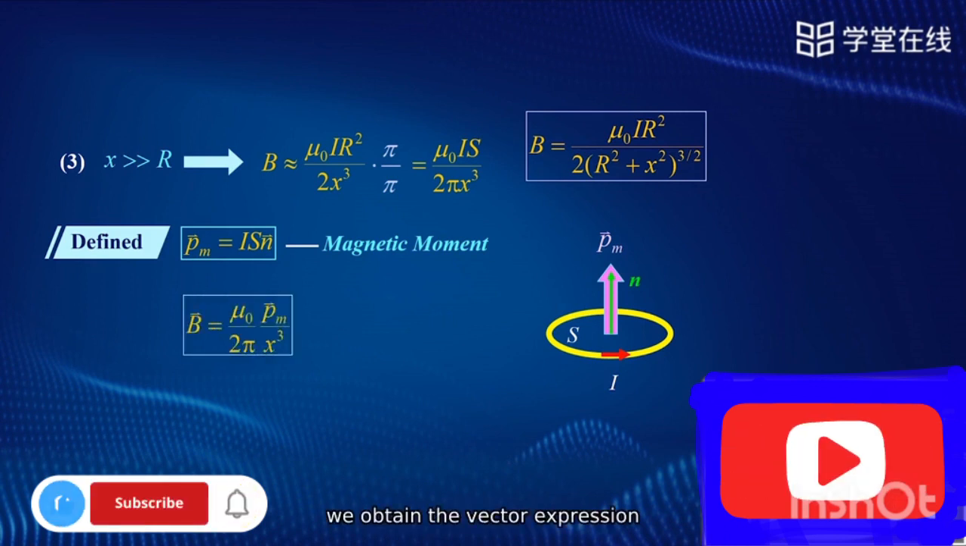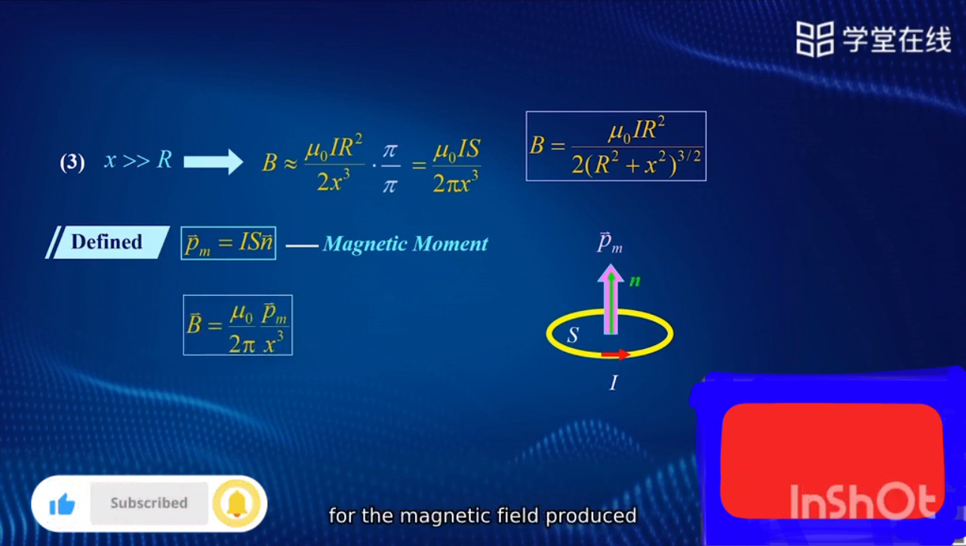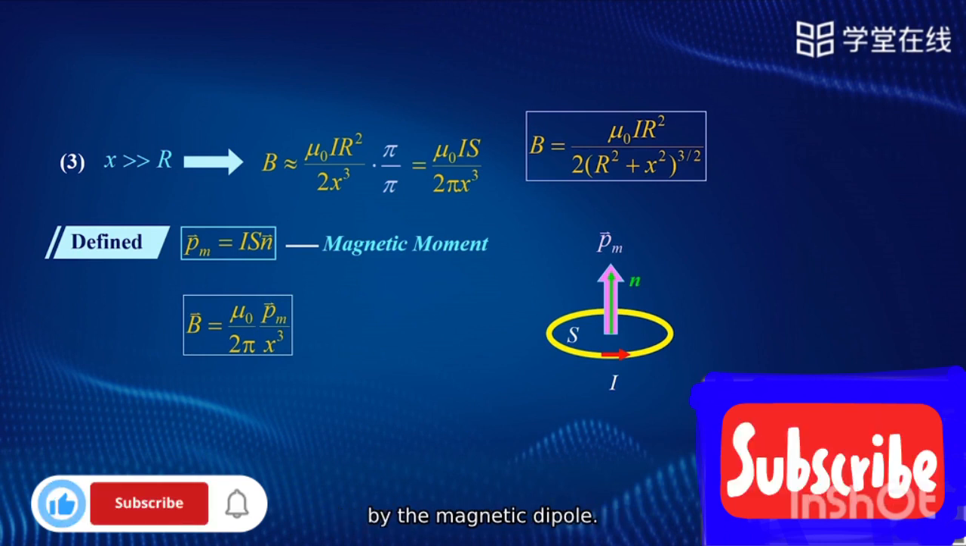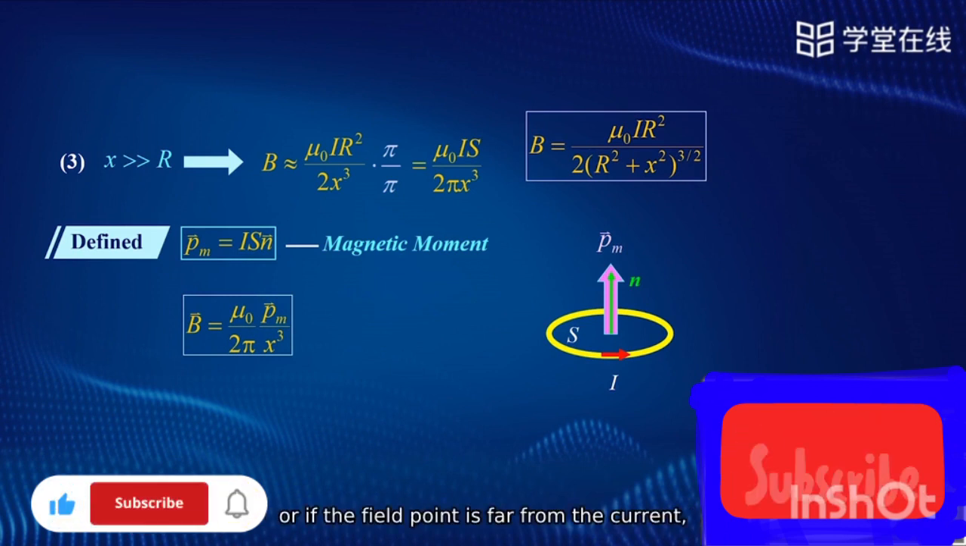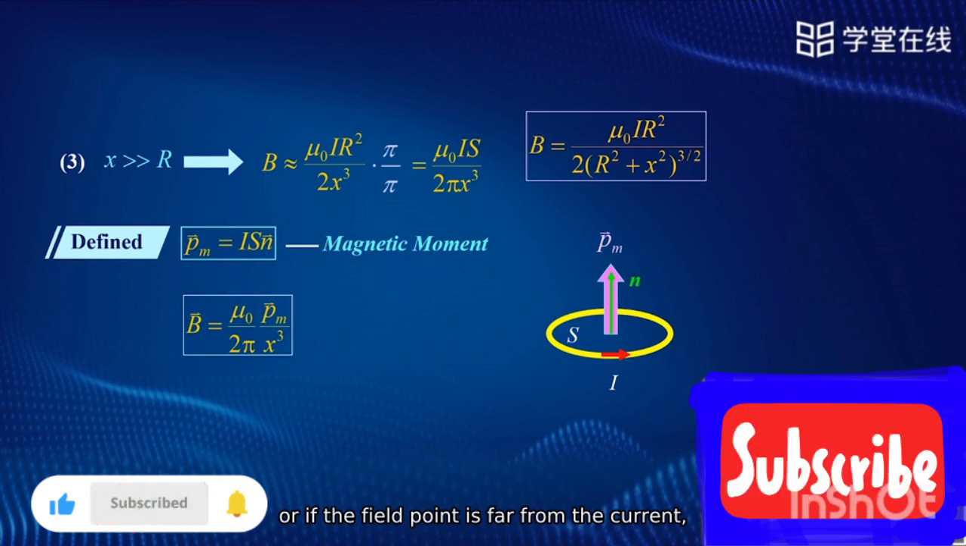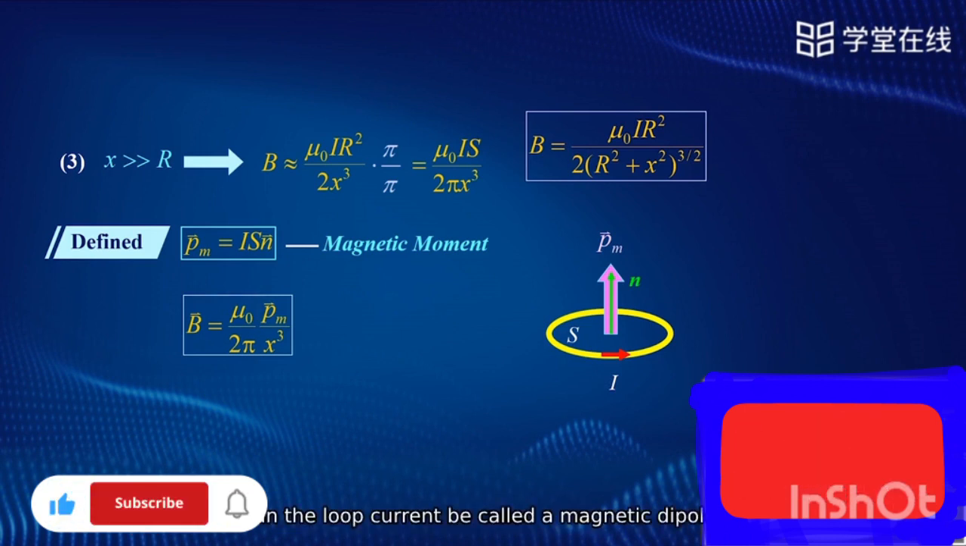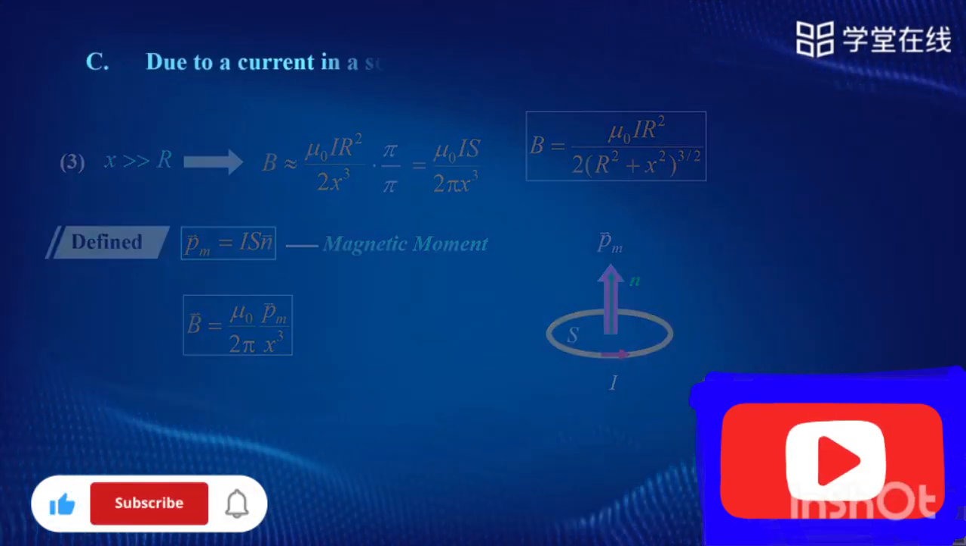Thus, we obtain the vector expression for the magnetic field produced by the magnetic dipole only if the area S of the coil current is small, or if the field point is far from the current. Can the loop current be called a magnetic dipole?